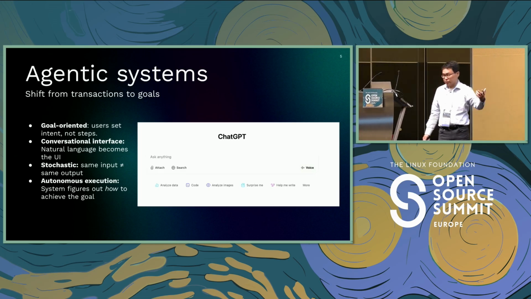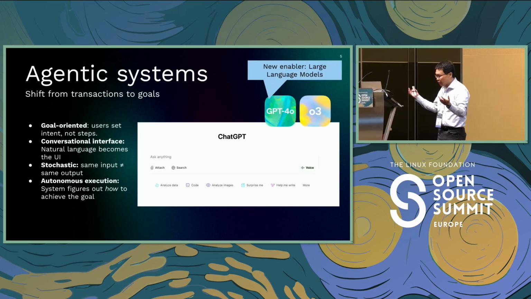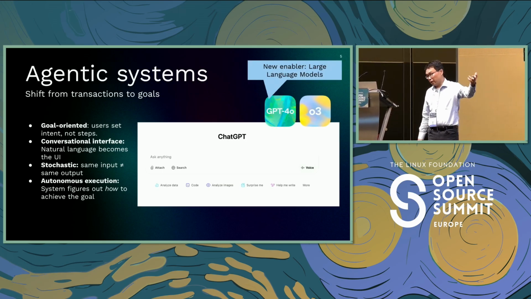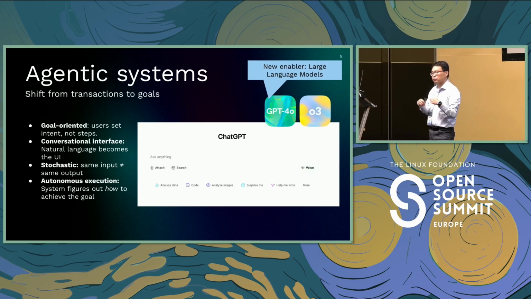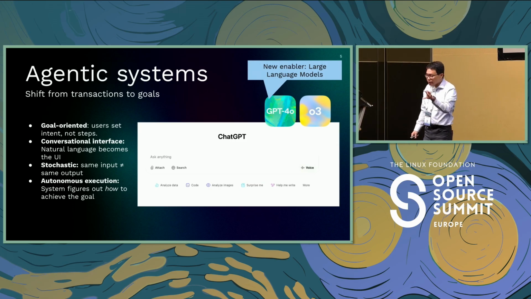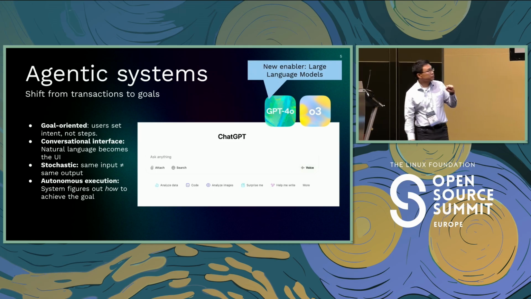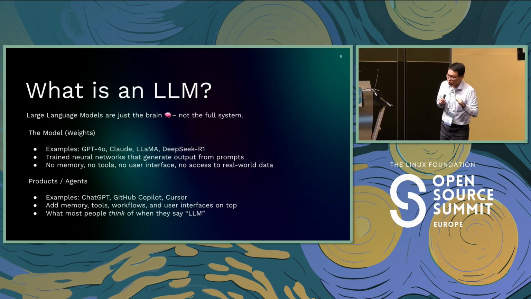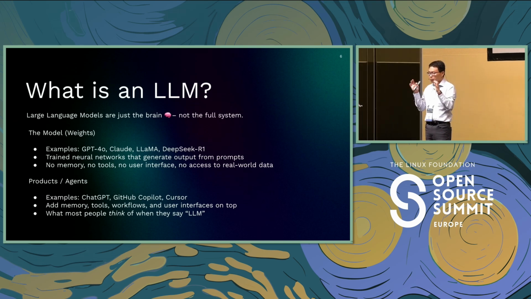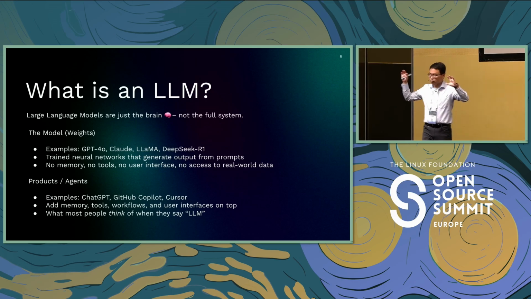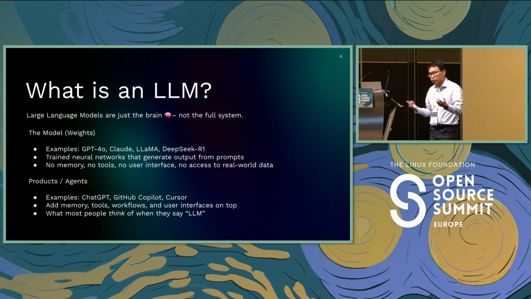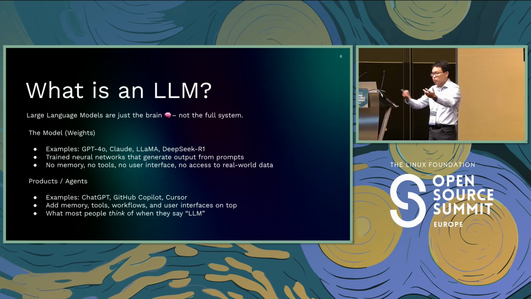The magic technology behind agentic systems, of course, is large language models. OpenAI has GPT-4o, GPT-5, o3, all these names. There's Llama and Claude. But the magic that enables agentic systems is these large language models. So what exactly is a large language model? The way I think about it, it's really just a brain. It's not the full system. The model itself is a set of weights. If you ever download an open source or open weight model like Llama and look at that file with the appropriate viewer, you'll find it's just vectors and vectors of floating point numbers. That's all it is.